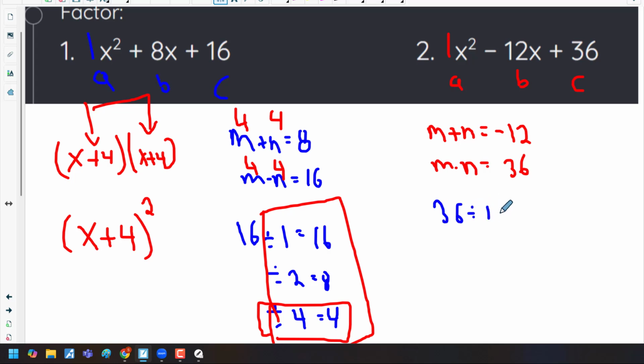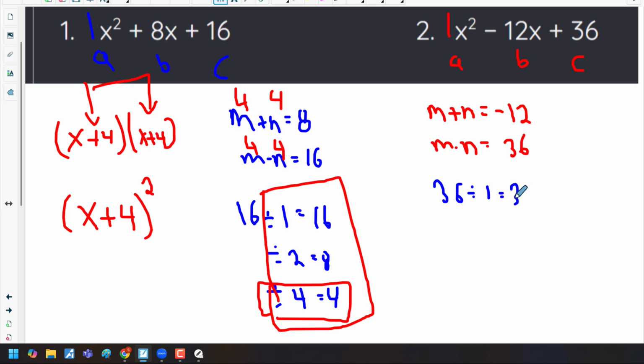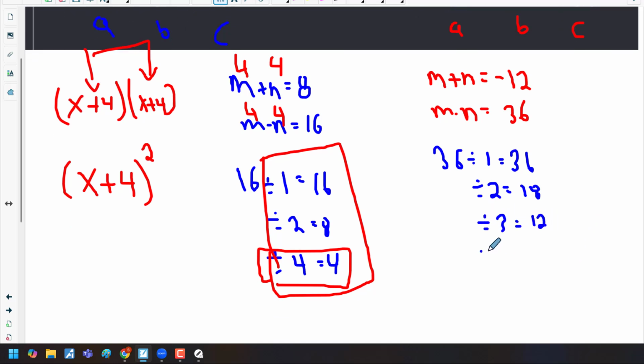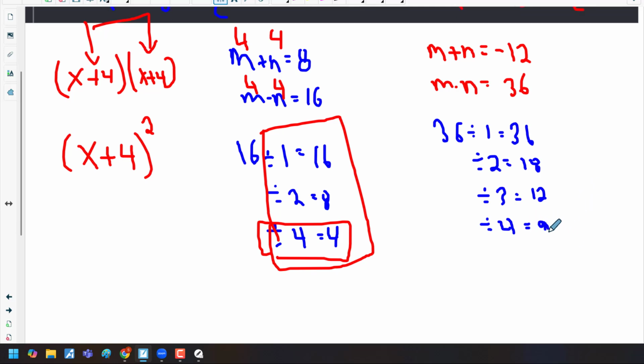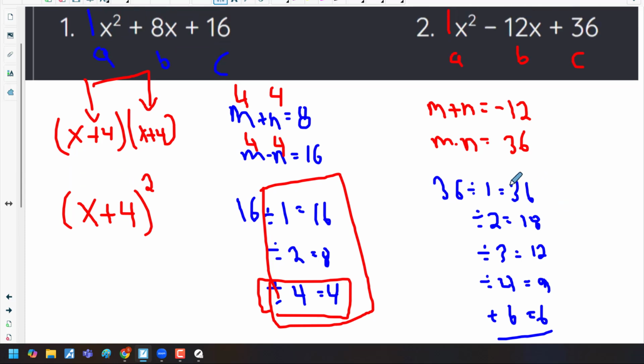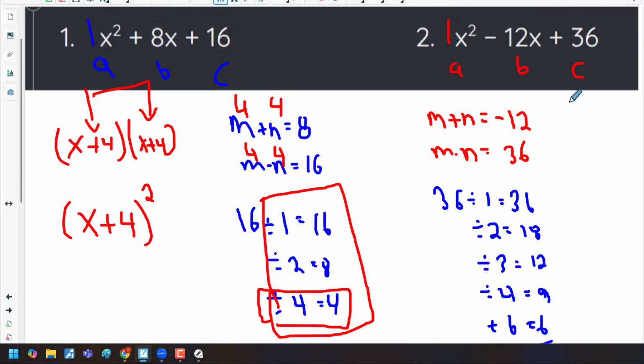Divide by 1, 36. Divide by 2, which is 18. Divide by 3, which is 12. Divide by 4, which is 9. Divide by 5 doesn't work. Divide by 6, which is 6. 6 is repeating, so I can stop here. These are all the possible factor pairs. So now, which one of these makes sense?